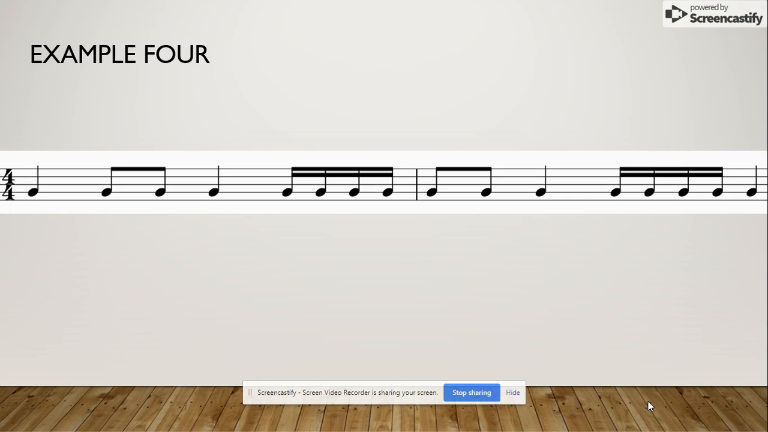Here's your fourth rhythm. This is a 2-bar rhythm. 1, 2, and 3, 4 E and a 1 and 2, 3 E and a 4.